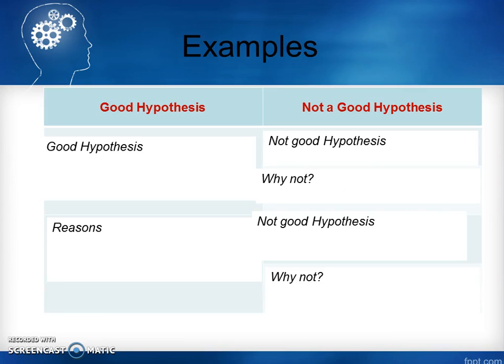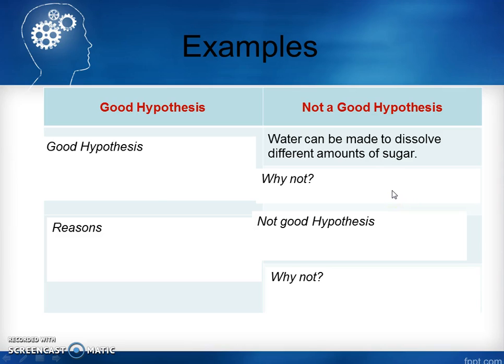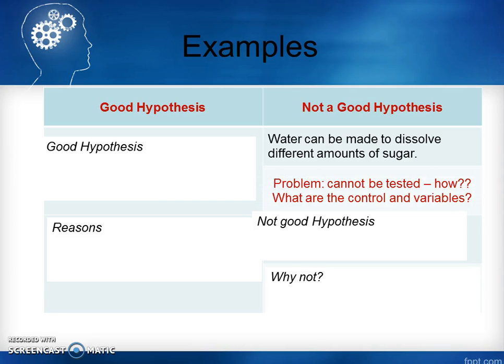Now what I have here are just a few examples of a very simple hypothesis, and we'll take a look at what's wrong with them, and then we'll move over to the good side and look at why it's a good one. So to get started here, water can be made to dissolve different amounts of sugar. This isn't good for a couple of reasons. It's not testable. How do you change water to dissolve more sugar? Well, you need to provide those controls and the variables.